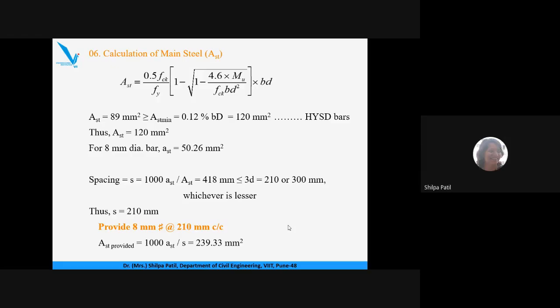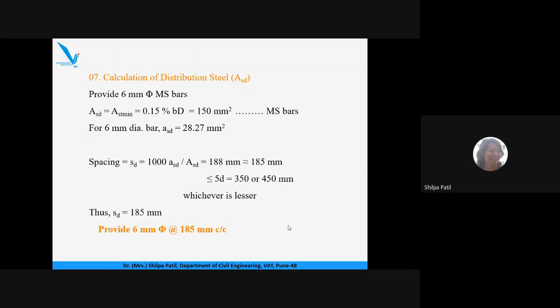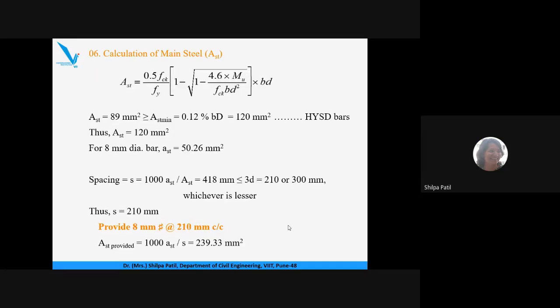Yes, ma'am. Okay. Now what is the next step? Calculation of distribution steel. Correct. So calculation of distribution steel, which we provide along the other direction. Yes. And don't we check whether it is over reinforced or not? That step is missing in IS 456 itself.